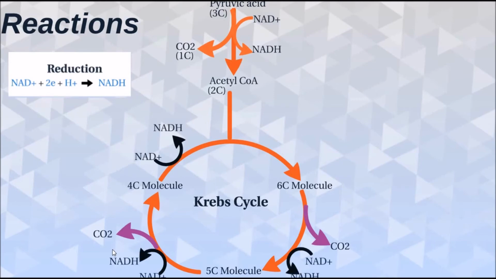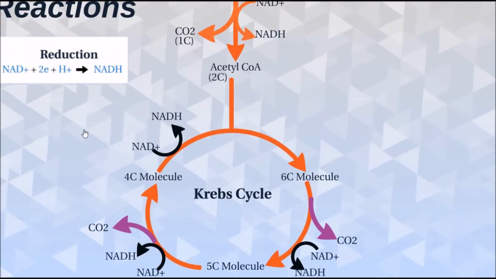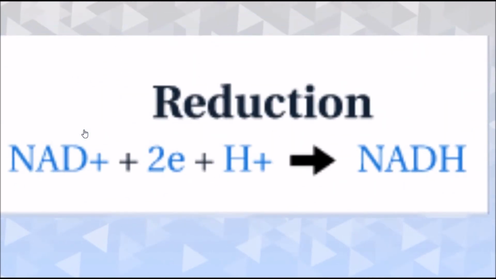So here's some more reduction that's going on. In the Krebs cycle, you make 3 NADH molecules. The NAD plus molecule over here would get its 2 electrons and hydrogen from the 6-carbon molecule. This one would get its 2 electrons and hydrogen from the 5-carbon molecule, and this one would get it from the 4-carbon molecule. So that's the equation for reduction. You need to attach 2 electrons and a hydrogen or a proton to NAD plus to make NADH.